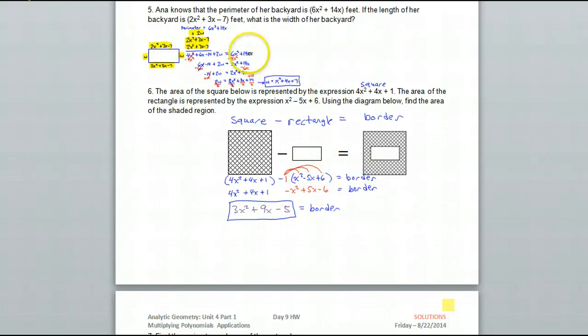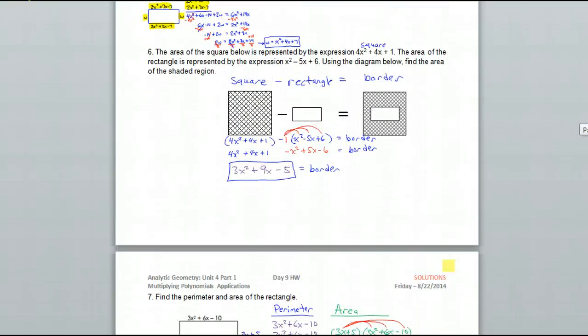There was these first two problems, especially number 5 and number 6, those were tough. So I hope I helped you to understand it.